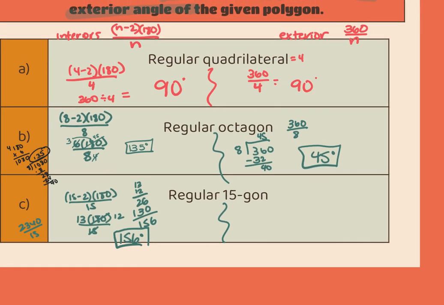And exterior, 360 degrees divided by 15. So 360 divided by 15 is 24 degrees.